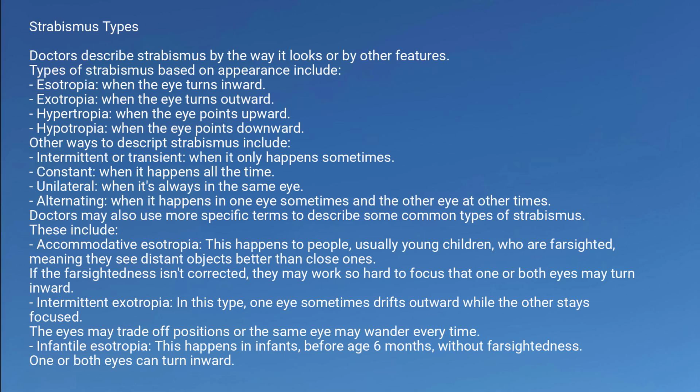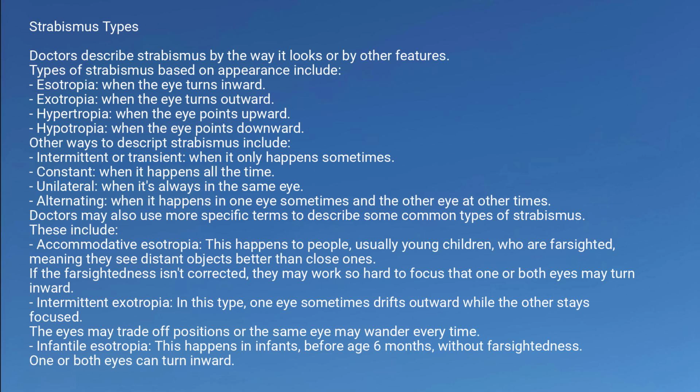Strabismus types. Doctors describe strabismus by the way it looks or by other features. Types of strabismus based on appearance include esotropia, when the eye turns inward; exotropia, when the eye turns outward; hypertropia, when the eye points upward; hypotropia, when the eye points downward.